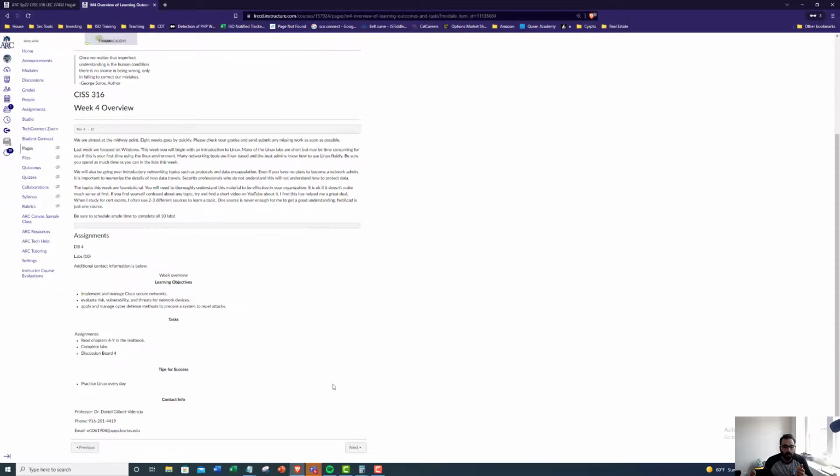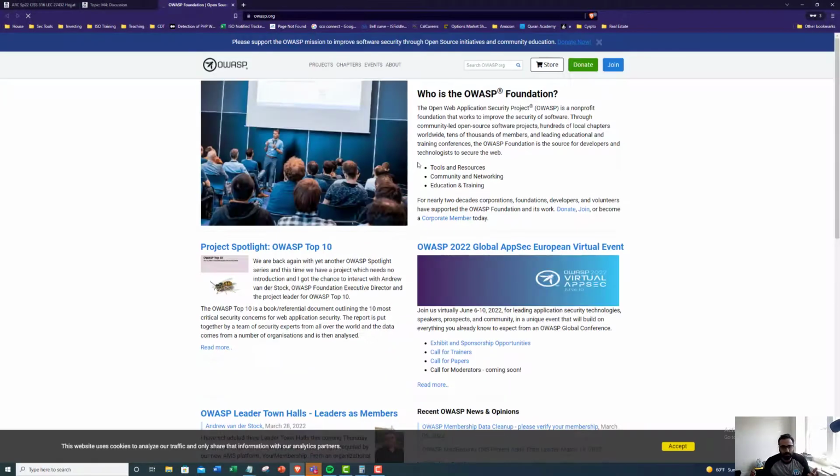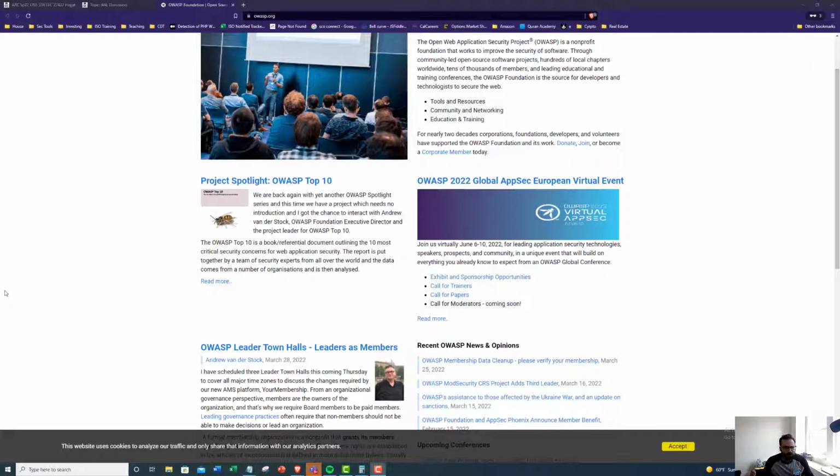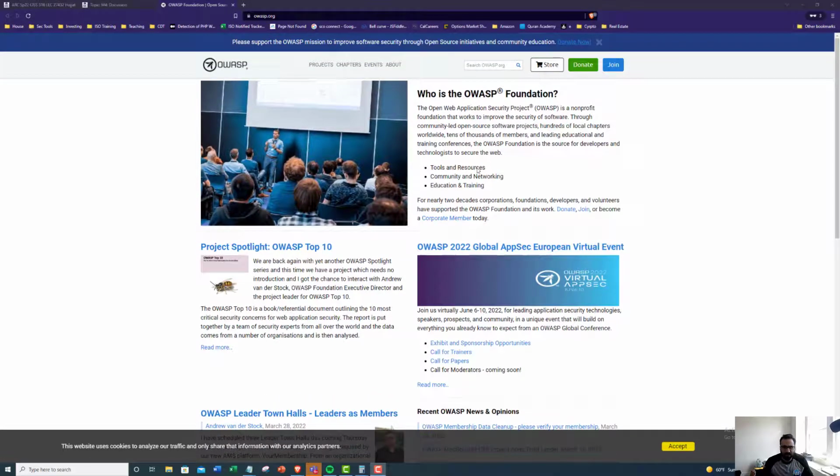Now, in addition to that, you also have a discussion board. For the discussion board, we're going to be talking about OWASP. I would like you to read several of these articles right here, and then explore the OWASP webpage. OWASP stands for Open Web Source Security Project, I think. That's what the acronym stands for. There are so many acronyms in security and networking in general.